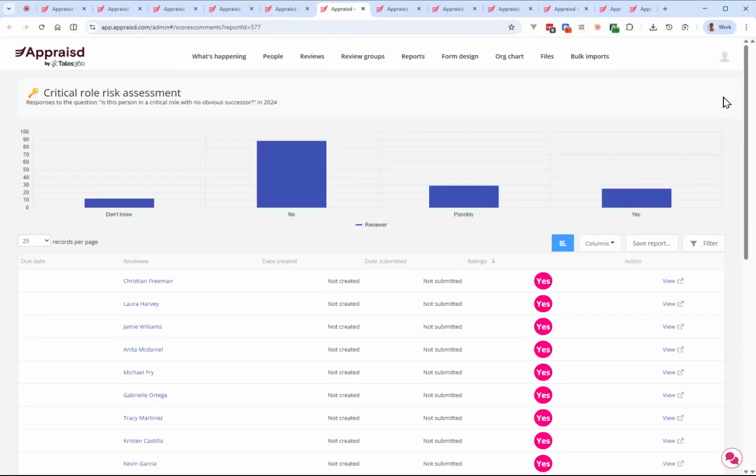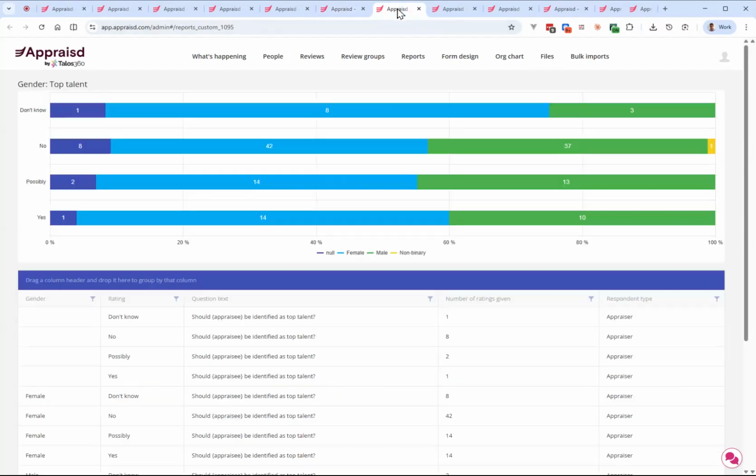If we look over here, we're looking at a chart of a critical role assessment. In the questionnaire that was sent to managers, they were asked to suggest, and they did this in private, whether or not this person was in a critical role with no obvious successor. And if we look over here, we've got 25 yeses. So that means we've got 25 people who the manager thinks are in a critical role with no obvious successor. We can see the individual results down below, but HR might like to set a KPI, which is to reduce this to 15 over the next 6 months, perhaps by implementing some kind of succession planning or training for the people involved in those roles.